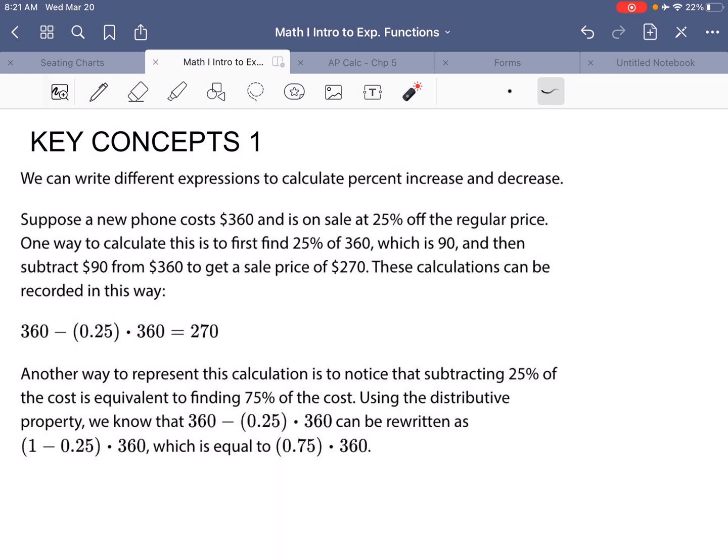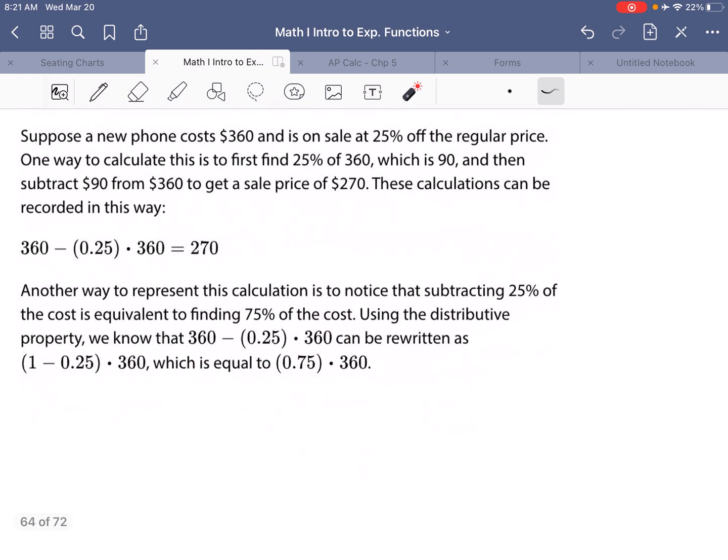Using the distributive property, we know that this is how you find 75% of 360.